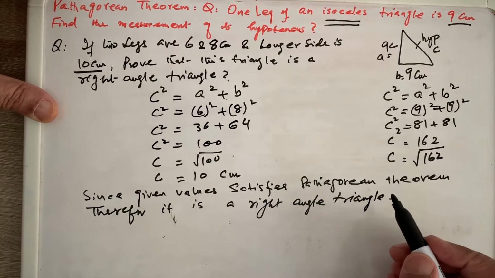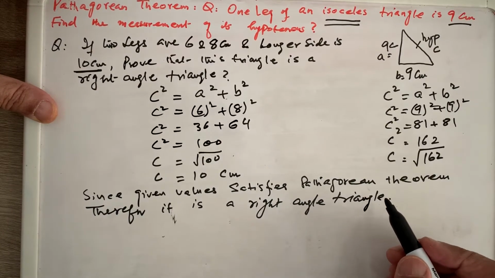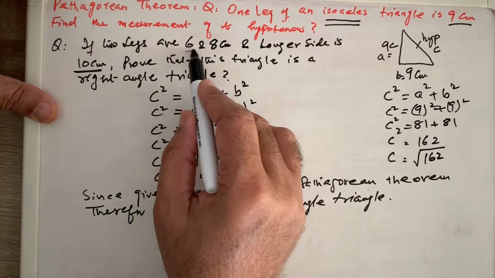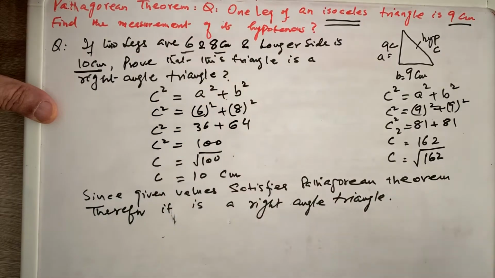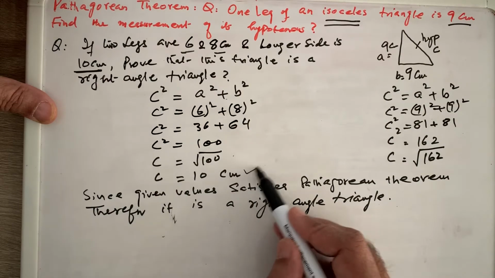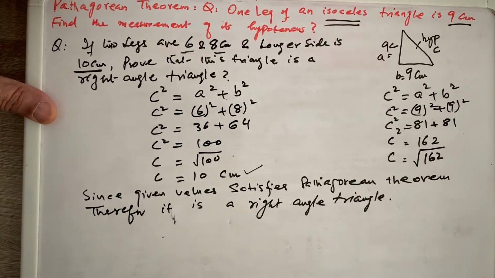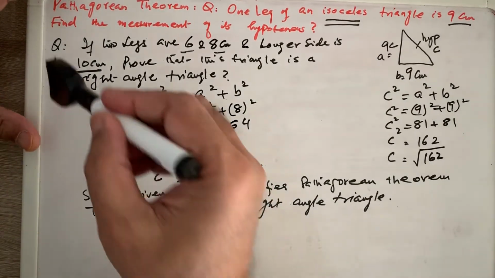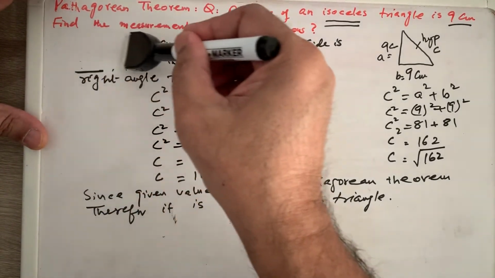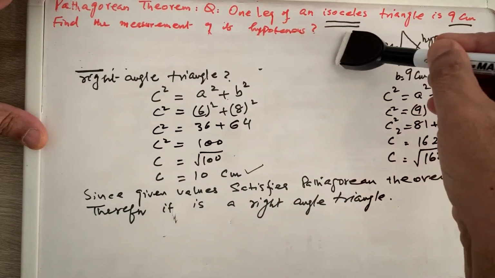You have to prove the Pythagorean theorem. If you plug the values in for A and B, the two legs, and it comes out as the longer side, which is 10 centimeter, that means it satisfies our Pythagorean theorem, and it is a right angle triangle. Sometimes the question is asked in a different way, so bear with me a second.